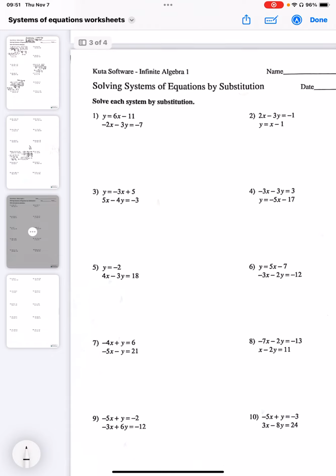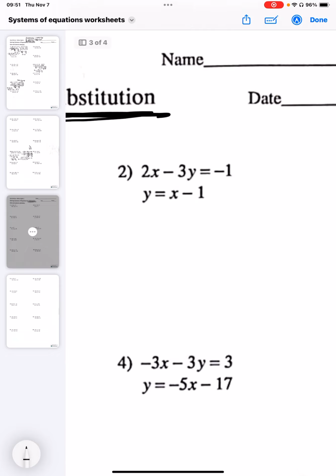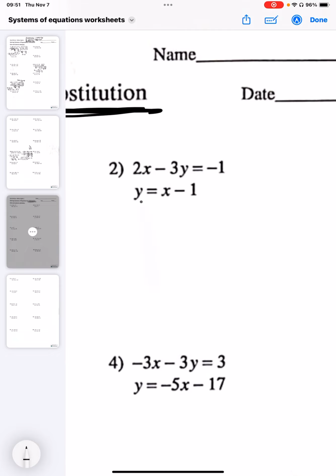Okay, for the second worksheet, this one's pretty simple. It's by substitution. So everything we're doing, we're substituting it in. So we're not adding, subtracting, any of that. So what we're going to do is take this second one right here. So we see y is equal to x minus 1. If y is equal to x minus 1, we can plug y equals x minus 1 into this first equation.